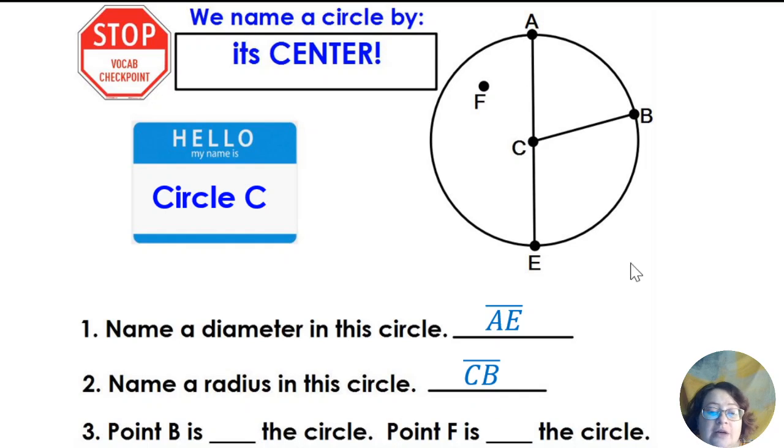Number 3, if we look at point B, it is on the circle. And if we look at point F, it is in the circle.